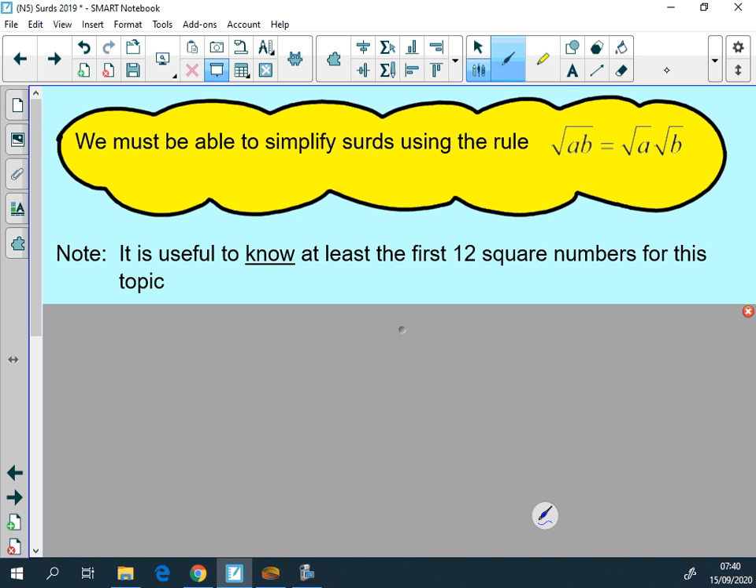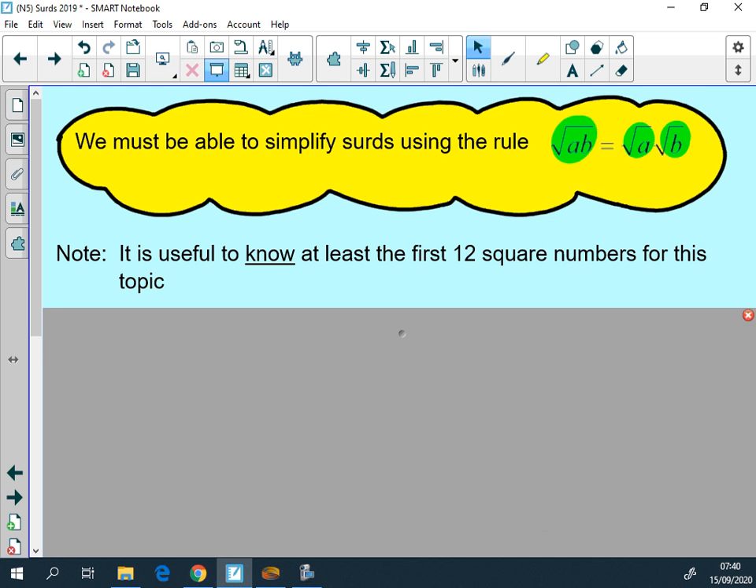Now, what this is saying is, if I've got a square root of something, and that's represented by this part here, what that's saying is, if that something is a product of two numbers, so say 15 is a product of 3 and 5, I can split it up into the square root of 3 and the square root of 5. So all this is essentially saying is I'm allowed to split up my square roots.